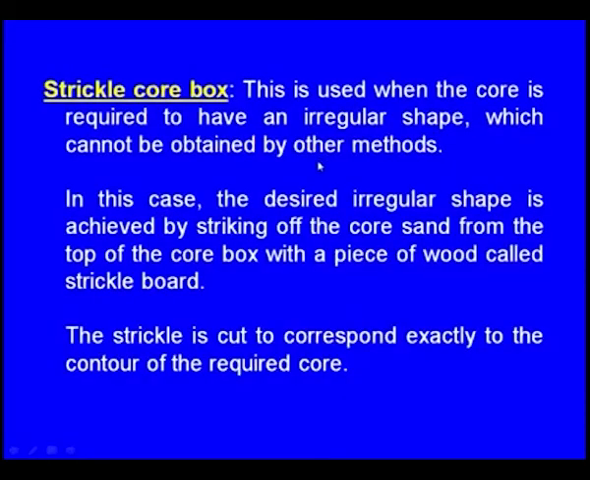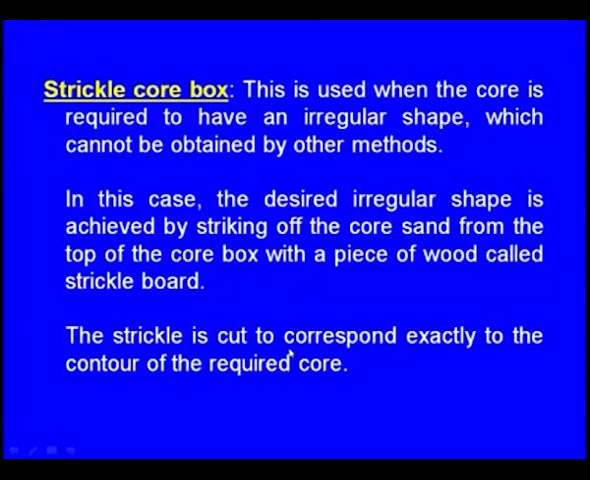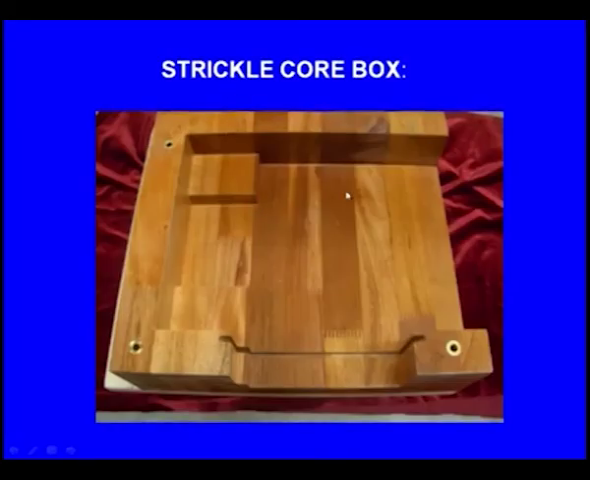Next one, the Strickle core box. This is used when the core is required to have an irregular shape which cannot be obtained by any other methods. In this case, the desired irregular shape is achieved by striking off the core sand from the top of the core box with a piece of wood called a Strickle board. This Strickle is cut to correspond exactly to the contour of the required core. Here we can see the Strickle core box. Here we place the molding sand, and the excess sand will be strickled by a striking bar.